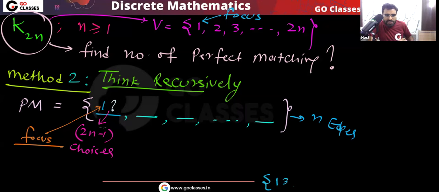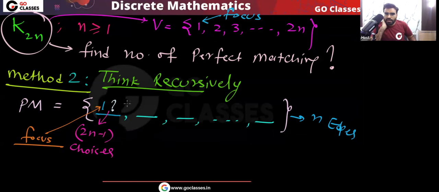Now, how many vertices are remaining? 2n minus 2. So you will create a perfect matching in K2n minus 2. Do you agree with me? Did you understand that? For this vertex 1, I need to cover vertex 1, so I need an edge which is incident on 1. To cover this vertex 1, I need a partner of 1. As a partner of 1, there are 2n minus 1 choices.